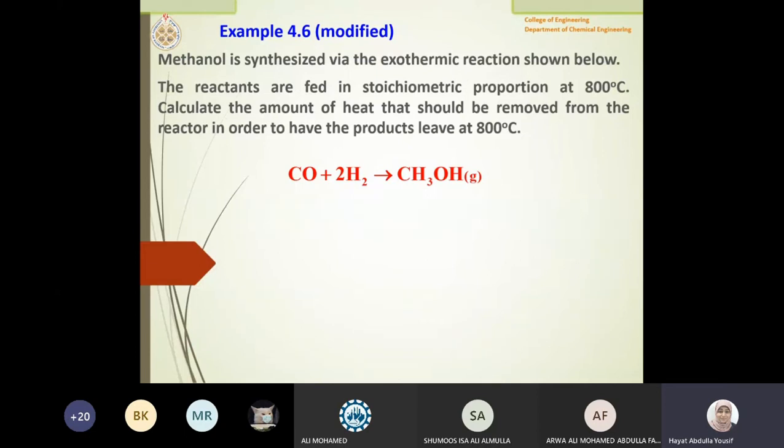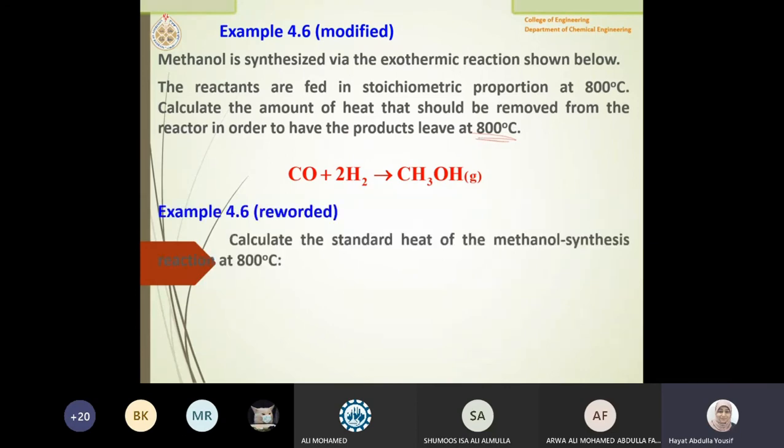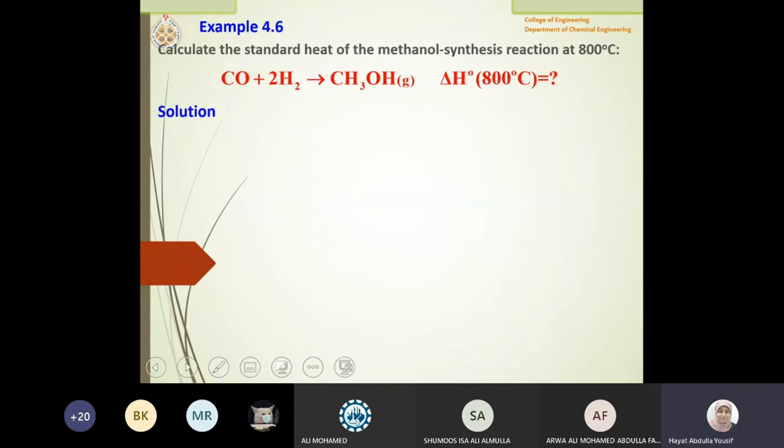Then, before I start the substitution, I will tell you how this equation can be given in a different way. It will be either given as calculate the amount of heat that should be removed so that the temperature is not changing, it's 800 for the reactant and the product, or calculate the standard heat of reaction at 800, which is more direct. The standard heat of reaction at 800 degrees. Which will lead to the same thing. So that's basically what I wanted to find out, so that's why the way we have to do it, as we said, you have to apply in this equation.